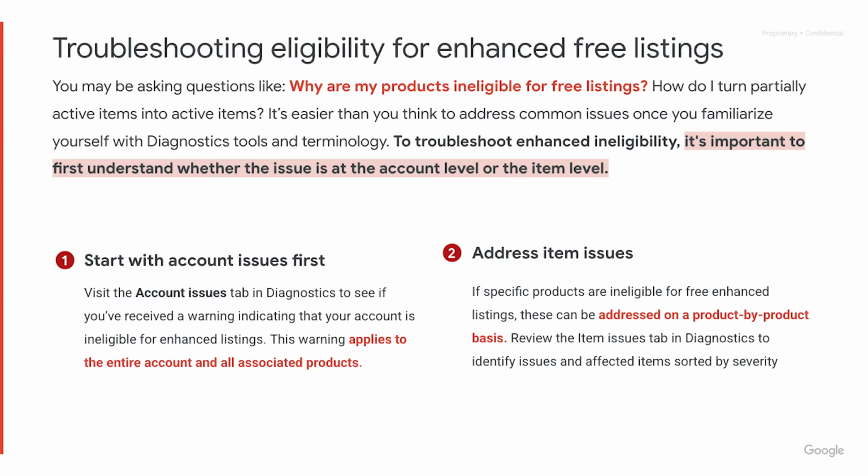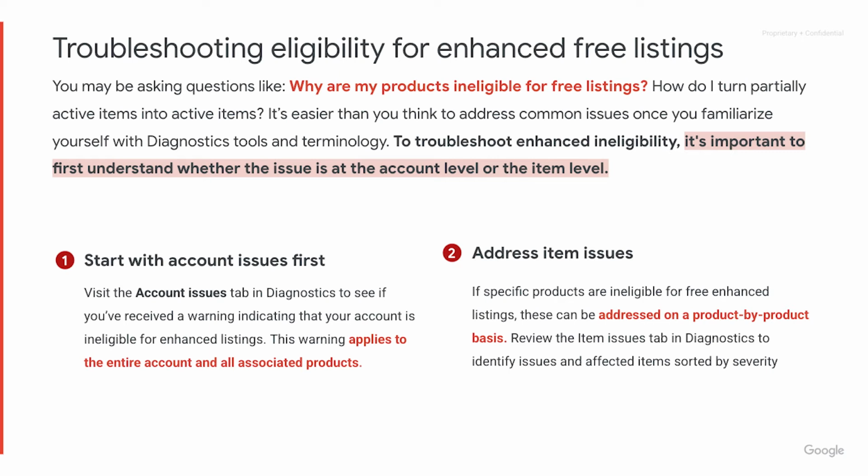Okay, so at this point, you might be asking questions like, why are my products ineligible for free listings? Or how do I turn partially active items into active items? It's easier than you think to address common issues once you familiarize yourself with the Diagnostics tool and its terminology. To troubleshoot enhanced ineligibility, it's important to first understand whether the issue is at the account level or the item level. First, start with account issues.